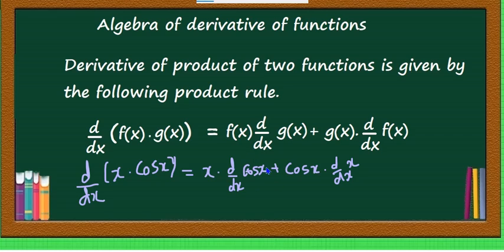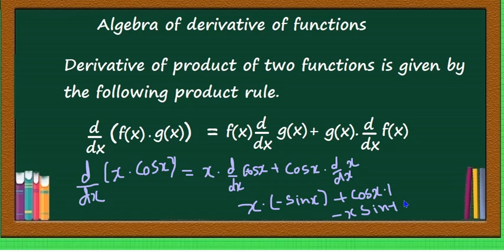And you know the derivative of cos x as well as x. In the next step, you can apply the standard formula. What is the derivative of cos x? Minus sin x. This you should remember. So x into minus sin x plus cos x into d by dx of x, which is 1. And you can write it like this, minus x sin x plus cos x, and finally you can write it like this. And this is the derivative of the product of two functions.